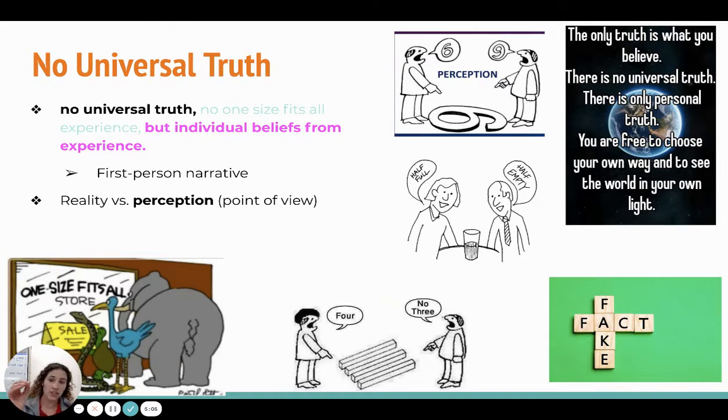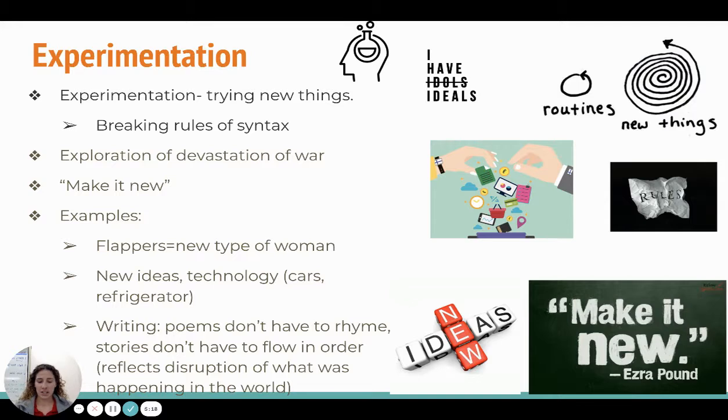Your statement or fact or truth is not the same as the next person's. It's all about the perspective of the individual. We have experimentation. So our authors, our artists, our writers, our people, they're trying new things. Whether this is breaking rules of syntax or exploring devastation of the First World War, we want to make it new. So that was a rallying cry of modern authors and artists.